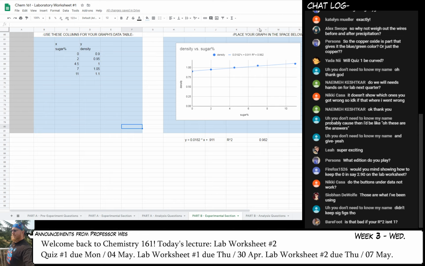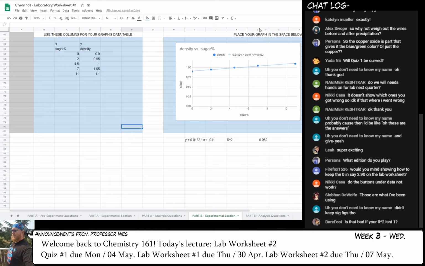So knowing what my sugar percentage is, I could input it into this formula, do all the math, and it would spit out the density. Likewise, if I knew what the density of the solution was, I could put it in as y, subtract this number, divide by this number, and I would get x.